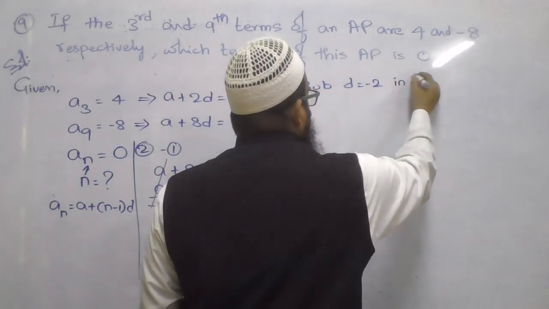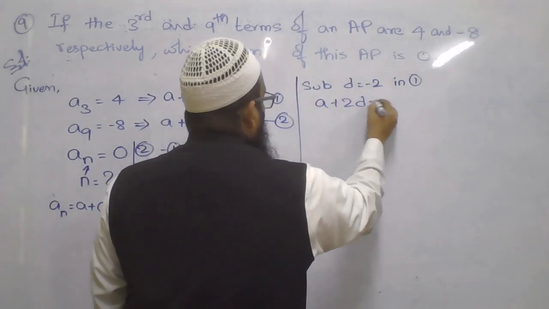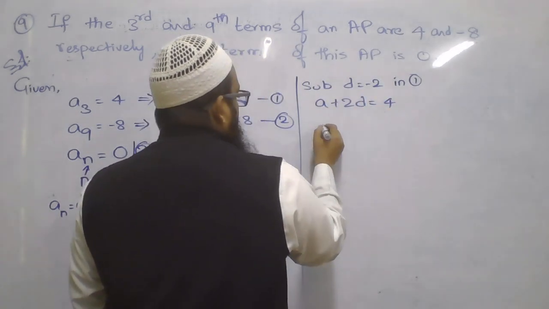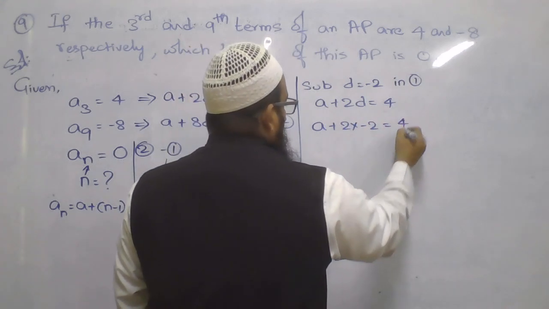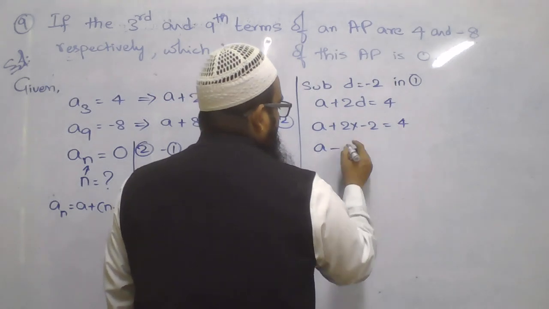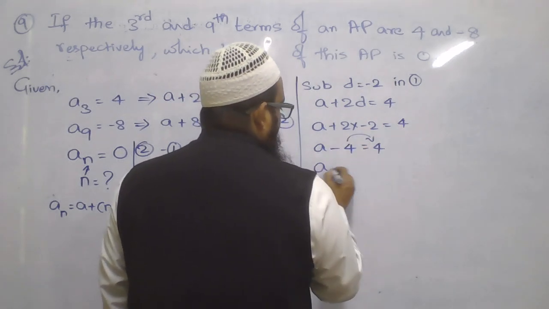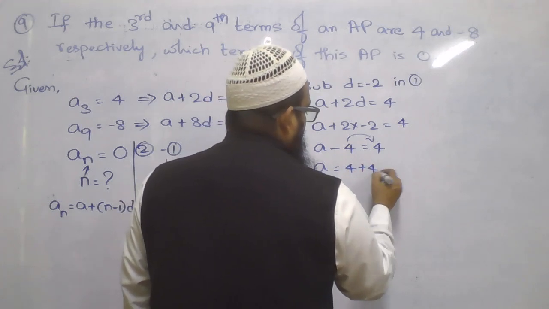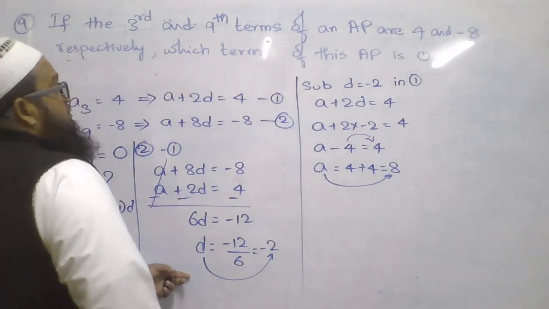Let us go for the first equation. So write the first equation: A plus 2 times B equals 4. So A plus 2 times minus 2 equals 4. So A plus, minus 2 times 2, that is minus 4, equals 4. So transpose: A is equal to 4 plus 4, that equals 8. So you got A is equal to 8 and B equals minus 2.